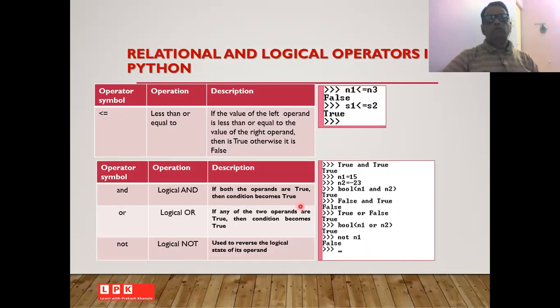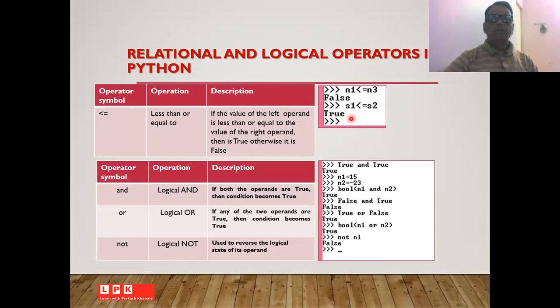Less than or equal to, this operator is used to check if the value on the left hand side is less than or equal to the value on the right hand side. If this condition is true, then it will return us a true value, otherwise it will return us a false value. So if I check n1 less than or equal to n3, it will return us a false value. Similarly, if I check s1 less than or equal to s2, then it will return us a true value.